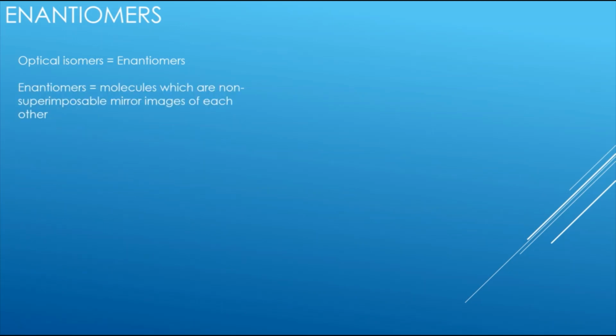So now looking at enantiomers. Enantiomers are basically the same as optical isomers, just a different word for optical isomers. We just tend to use enantiomers. The definition which you can be asked in an exam is that enantiomers are molecules which are non-superimposable mirror images of each other. So just learn this definition really well: molecules which are non-superimposable mirror images of each other.